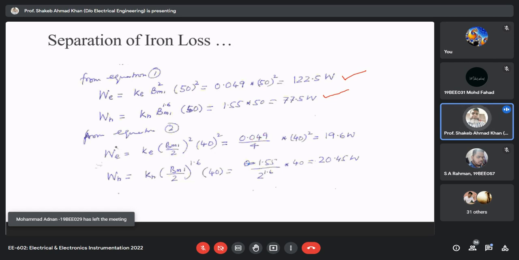This is KEBM1 square, the square value of KEBM, and we are dividing it by 4 times the frequency square, and we get the eddy current loss. Similarly, we divide KHBM1 to the power 1.6 by 2 to the power 1.6, we get this value, and then we multiply by this 40. Summed together, it should be 40 watt. So this is how equations are solved using data points.